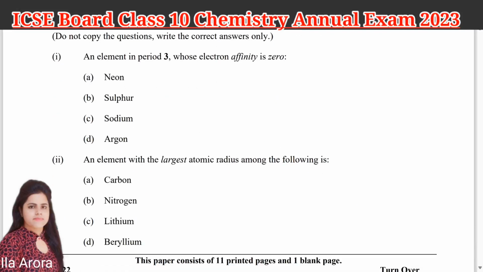There are 15 questions and the first part is an element in period 3 whose electron affinity is 0. So in period 3 we start from Na to argon, right? So Na, Mg, then Al, silicon, phosphorus, sulfur, chlorine and argon. Electron affinity is 0 means the attraction for an incoming electron will be 0, and that is possible in the case of noble gases, right? Noble gases don't have any kind of attraction for an incoming electron, or they don't want to lose or gain any kind of electron. So the answer will be argon, option D.